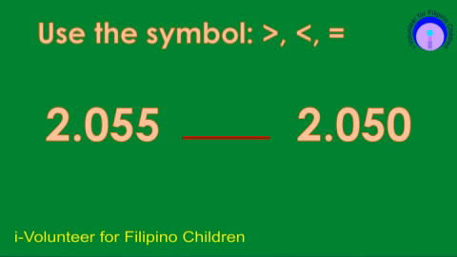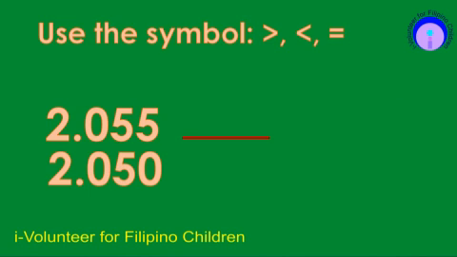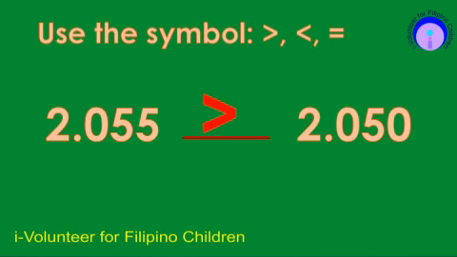Very good. Let's compare 2 and 55 thousandths against 2 and 50 thousandths. Again, let's compare every digit from left to right. 2 and 55 thousandths is greater than 2 and 50 thousandths.